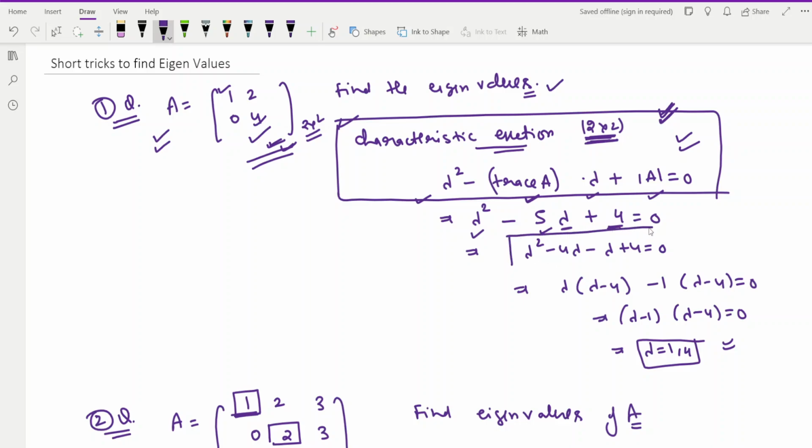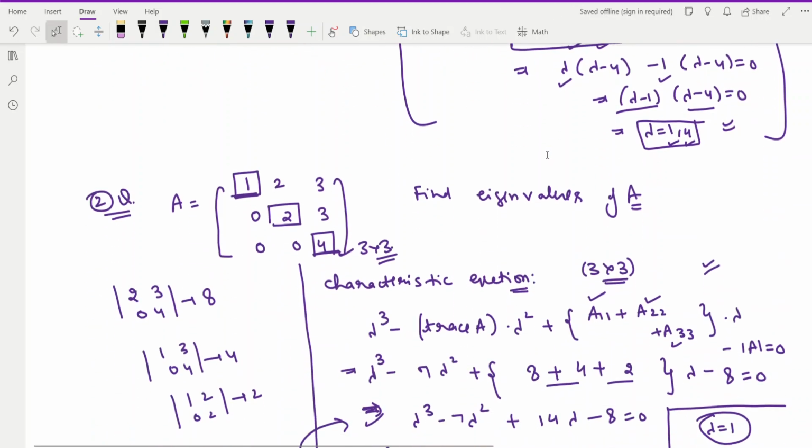After that, I have just factorized this equation. Minus 5 lambda I have written as minus 4 lambda minus lambda, and thereafter I have factorized it by taking lambda and minus 1 common, so it gives me lambda minus 1 and lambda minus 4. Ultimately two eigenvalues are provided, that is lambda equal to 1 and 4. So in a very easy way, with the help of this characteristic equation, we can find the eigenvalues.